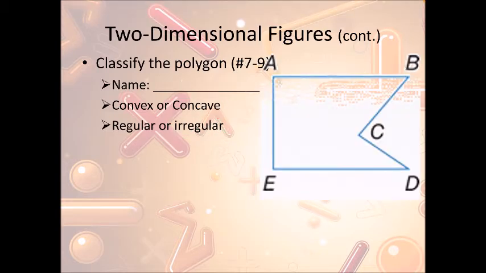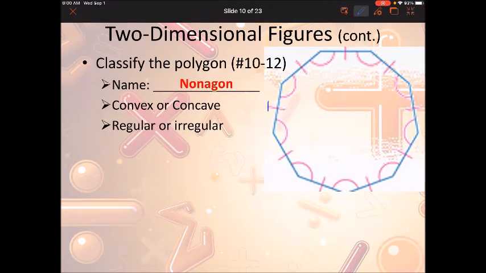Okay, let's classify this figure now. There are 5 sides, which makes this a pentagon. It does cave in, point C, therefore it's concave. And since it's concave, it has to be irregular as well. For this figure here, we have 1, 2, 3, 4, 5, 6, 7, 8, 9 sides, which means it's a nonagon. It does not cave in, so it is convex. And if you'll notice the markings, all the sides have the same length and all the angles are the same measure. Therefore, we would consider this regular.